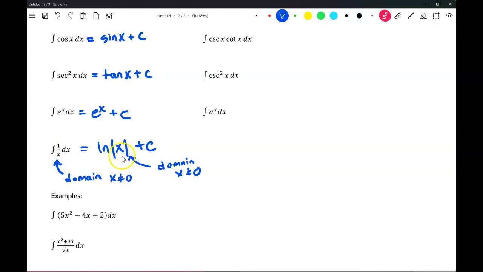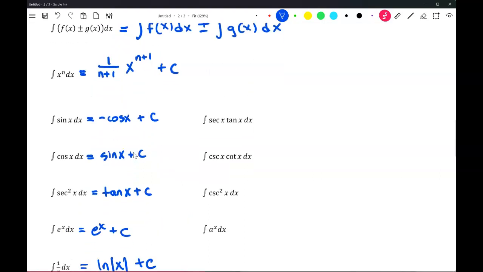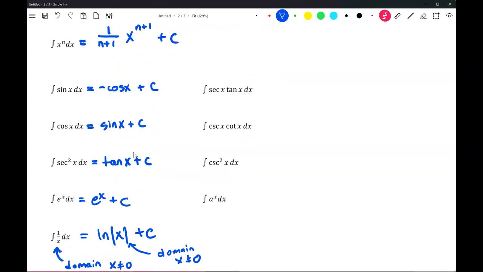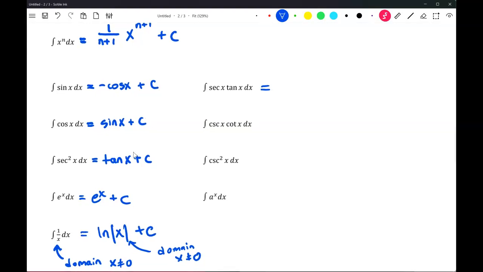Now, of course, with the function on the inside, eventually it will only be positive stuff. We won't have to write them. But for now, it might be a handy thing to just simply write the absolute values around the x. Going back up, whose derivative is secant tangent? That would be secant, so the integral of secant x tangent x dx is secant of x plus c.